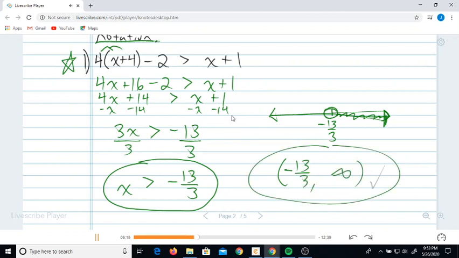What this says is you can pick any number in this interval and it will satisfy the original statement. Suppose we pick 0, in which case we would get negative 2 is, let me see here, is greater than 1. Was there a mistake somewhere?